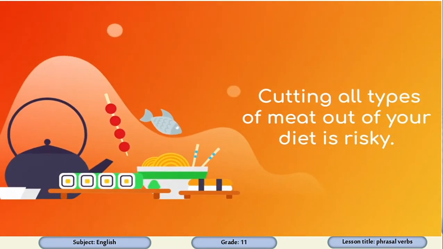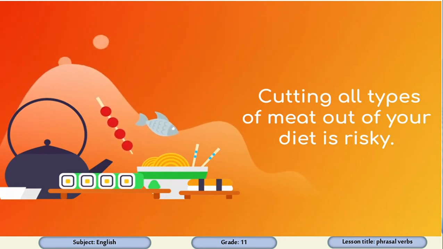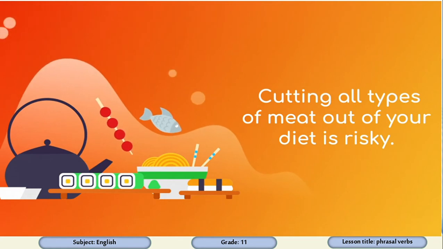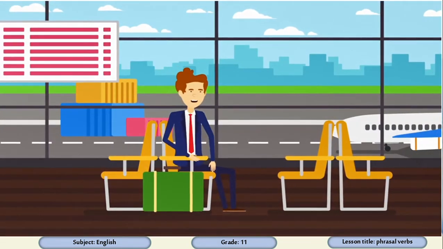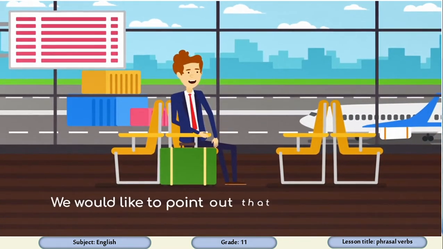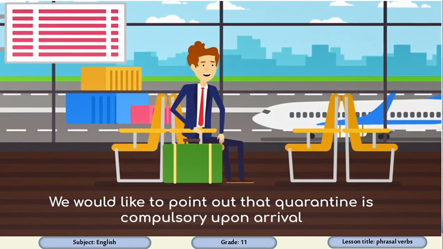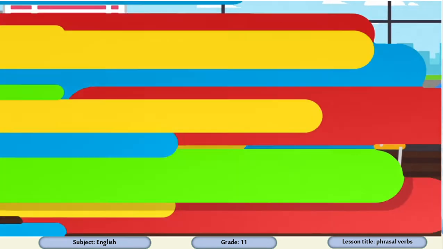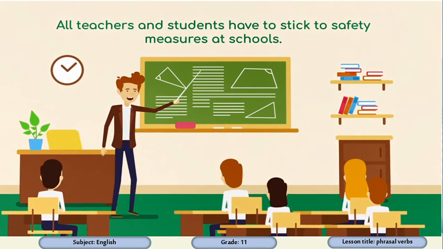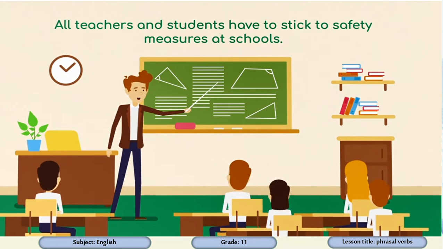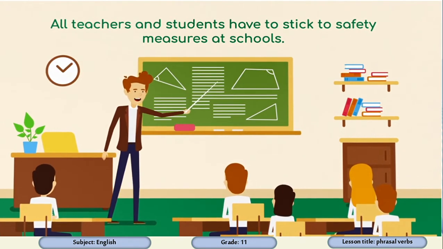Do you know the meaning of cut something out? Cutting all types of meat out of your diet is risky. It's not something good to cut all types of meat out of your diet. Have you ever heard about the phrasal verb point out? Let's check the example. We would like to point out that quarantine is compulsory upon arrival. Stick to is another phrasal verb. Let's check the example. Great news! Positive cases in Qatar have dropped. However, all teachers and students have to stick to safety measures at school.